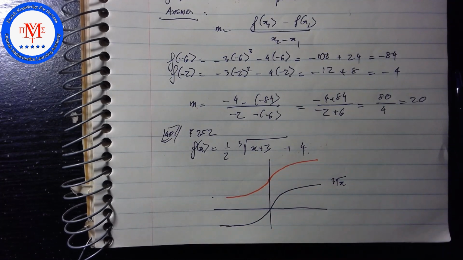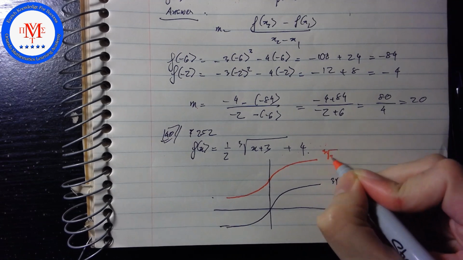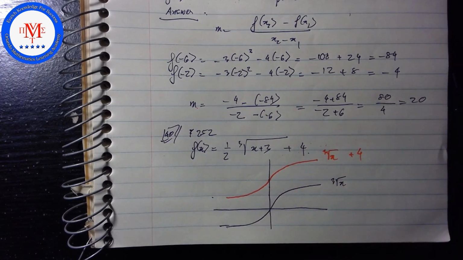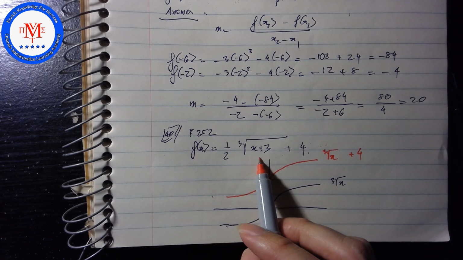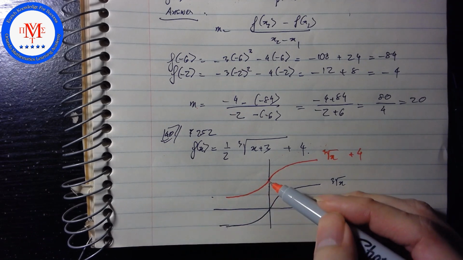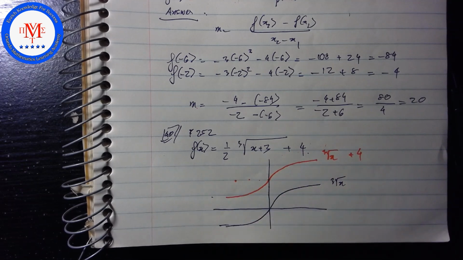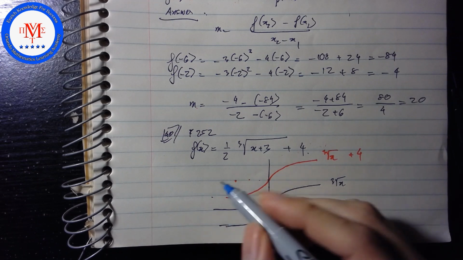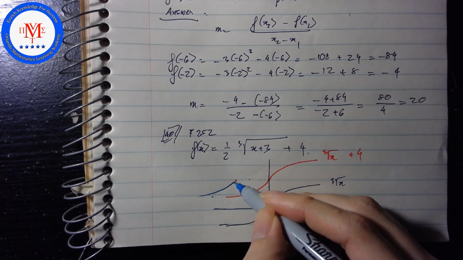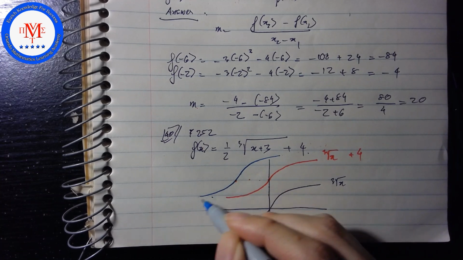Then I want to move to the left 3 units because I add 3 to the argument. I add 3 to the argument, it means that I move to the left 3 units. So I move to the left 1 unit, 2 units, 3 units, so the origin becomes here. So the new function will be something like this. Okay, so this is cube root of x plus 3, plus 4.